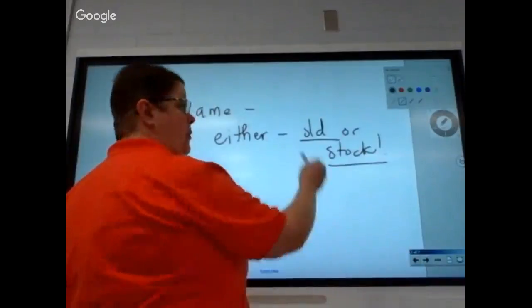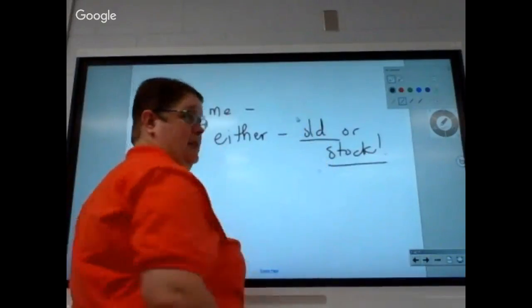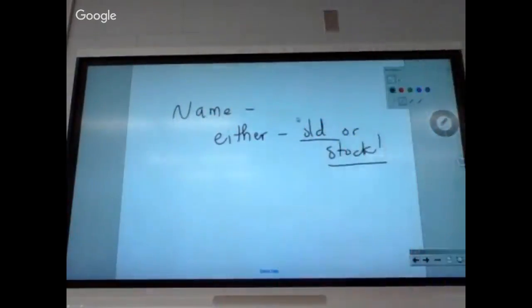Now, you can either do the name in the old or stock system. Doesn't matter to me which. Just remember, if you use stock, or sorry, not stock, old. Old can only be used if you have. So you choose on that. But remember, stock can always be used. Just make sure you show me your work.